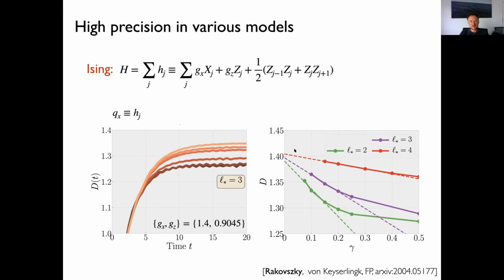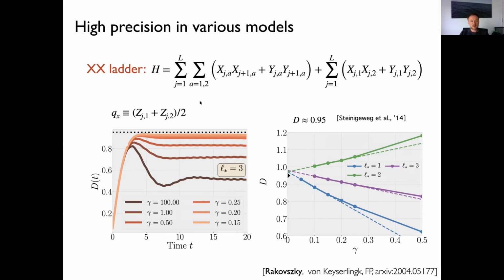Here we just demonstrated this for the energy diffusion in the Ising model. And here we just look at the spin diffusion in the XX ladder. And here we just compare to some large scale typicality results obtained by Steinigeweg and others. And we see that it asymptotically converges actually to the same result that they obtained.